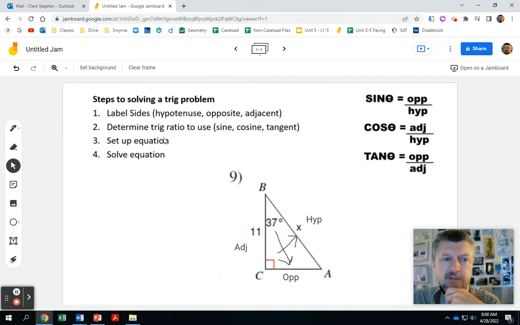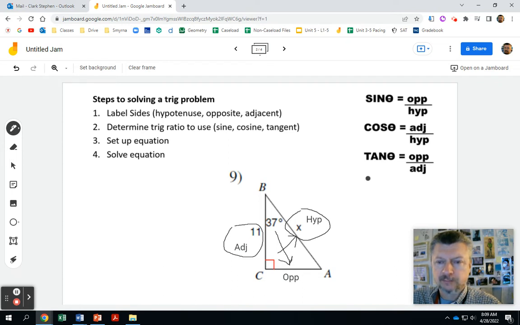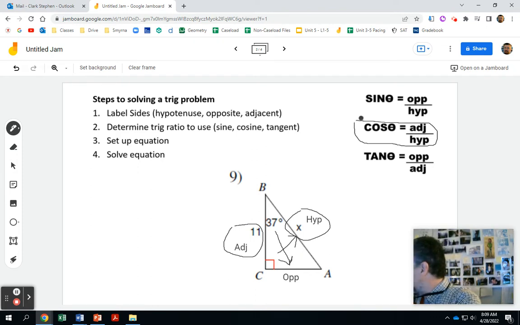Step 2 is determine the trig ratio to use. The adjacent side has a number by it, and the hypotenuse is the one we need to find. And as you can see here, cosine is the one that uses adjacent and hypotenuse. So we're going to be using cosine.